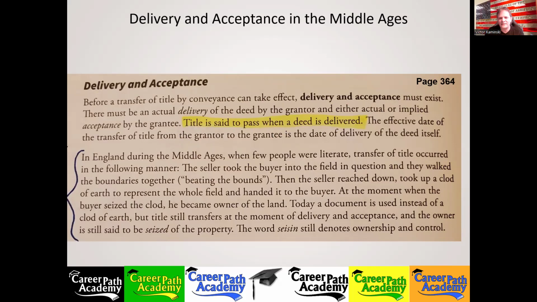When it's actually handed to that buyer. So the effective date of the transfer of title from the grantor to the grantee is the date of the delivery of the document itself, when they put it in your hand. That's why they don't need to have a date on the document itself, because the transfer of ownership doesn't take place until they actually hand it to you.